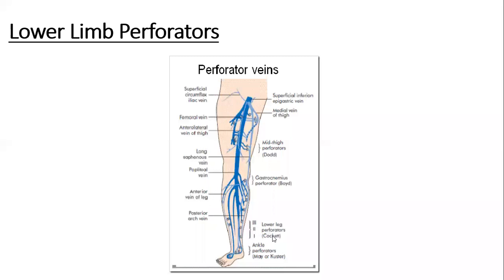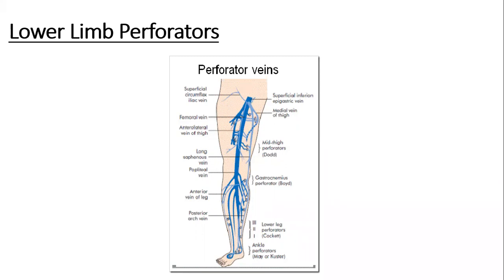These 3 groups of Cockett's perforators are connected with each other in the form of arcades. And these arcades, as the name is indicating, are forming a straight vein. This vein is labeled as posterior arch vein. This vein is basically connecting the 3 groups of Cockett's perforators. So Cockett's perforators connect the posterior arch vein with the vena comitans of the posterior tibial artery, which are obviously the deep set of veins.